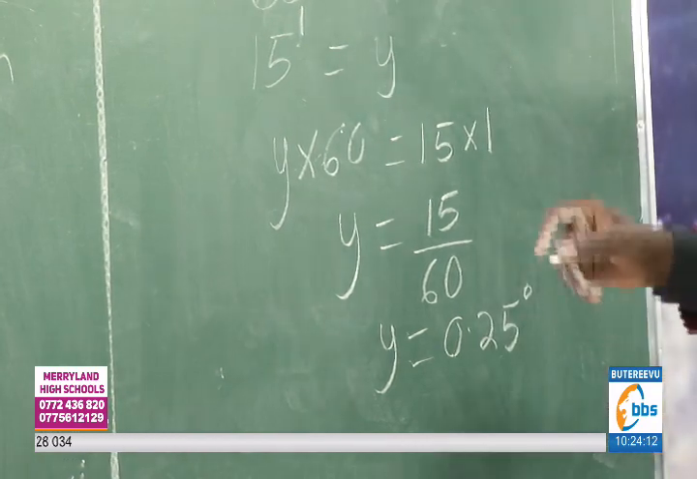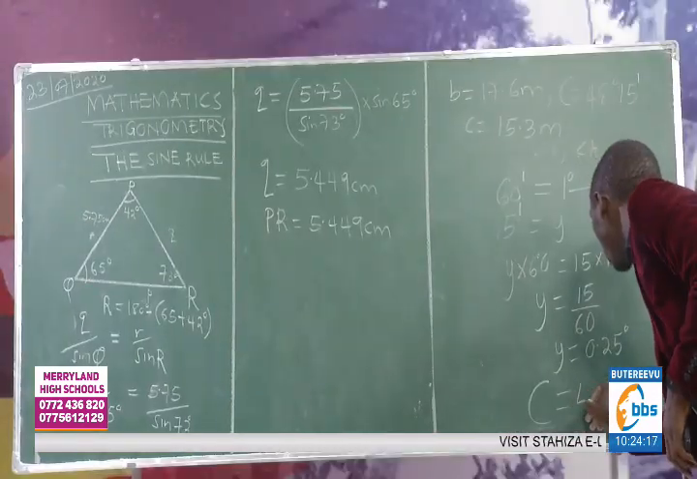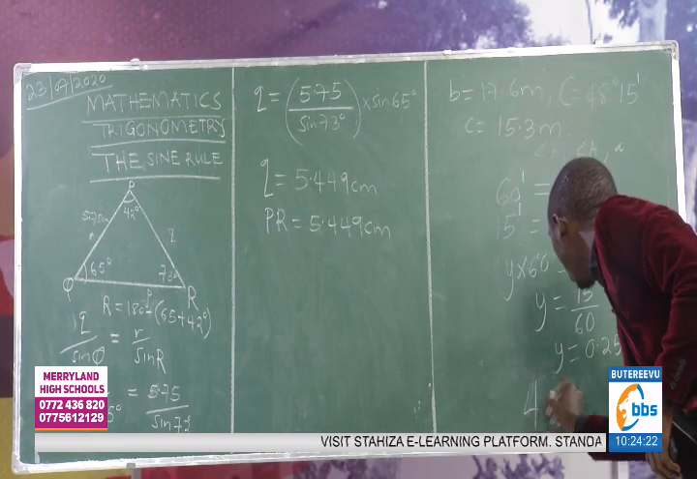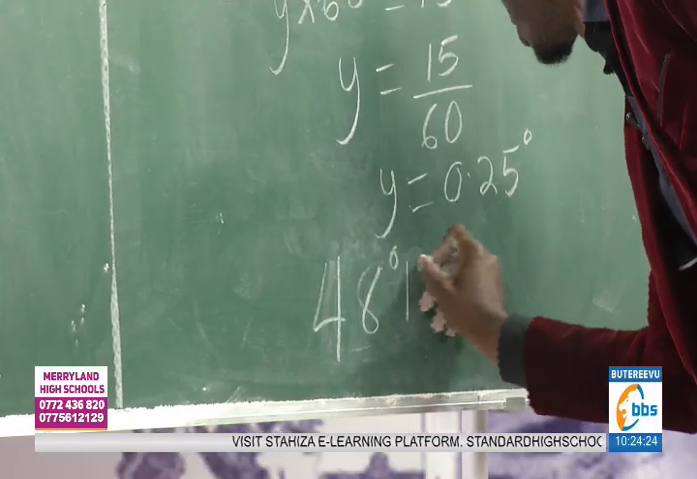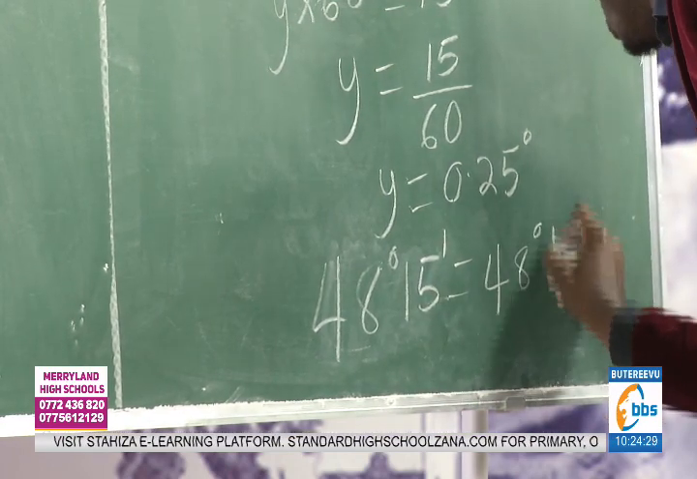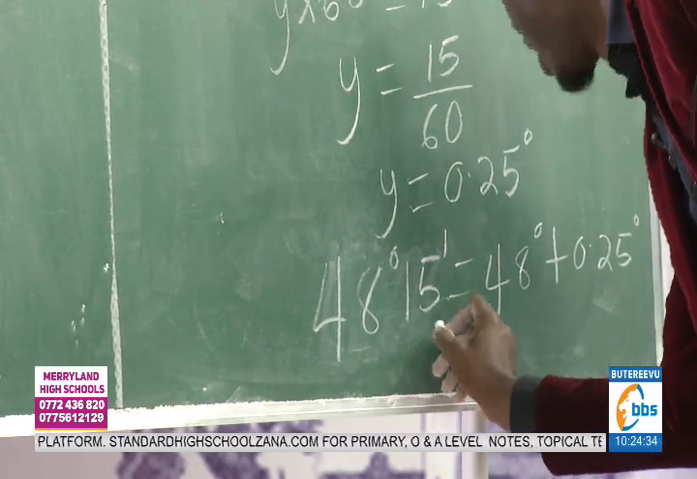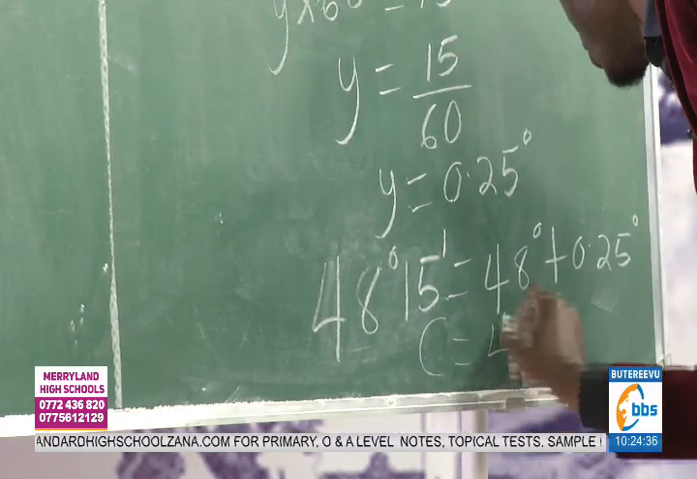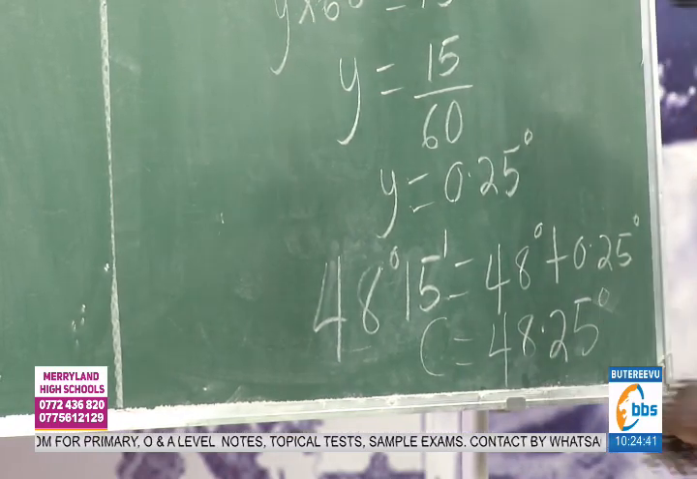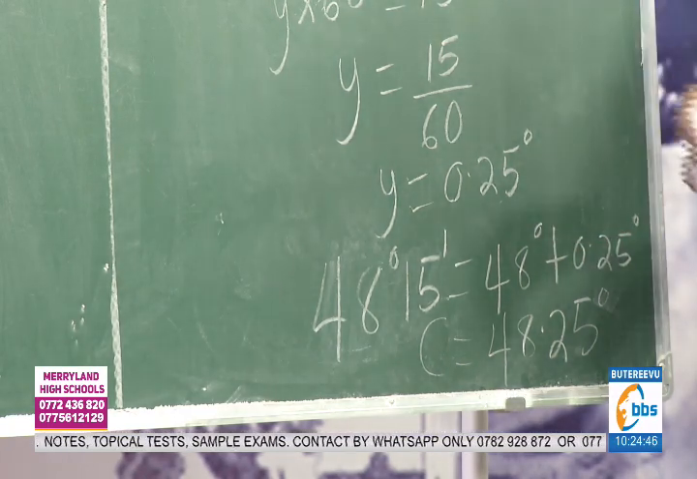So my angle C now is going to be equal to 48 degrees plus 0.25 degrees. So I'll end up getting my angle C as 48.25 degrees. That's my angle C. Now again, if I have angle C, other things are going to be very easy.